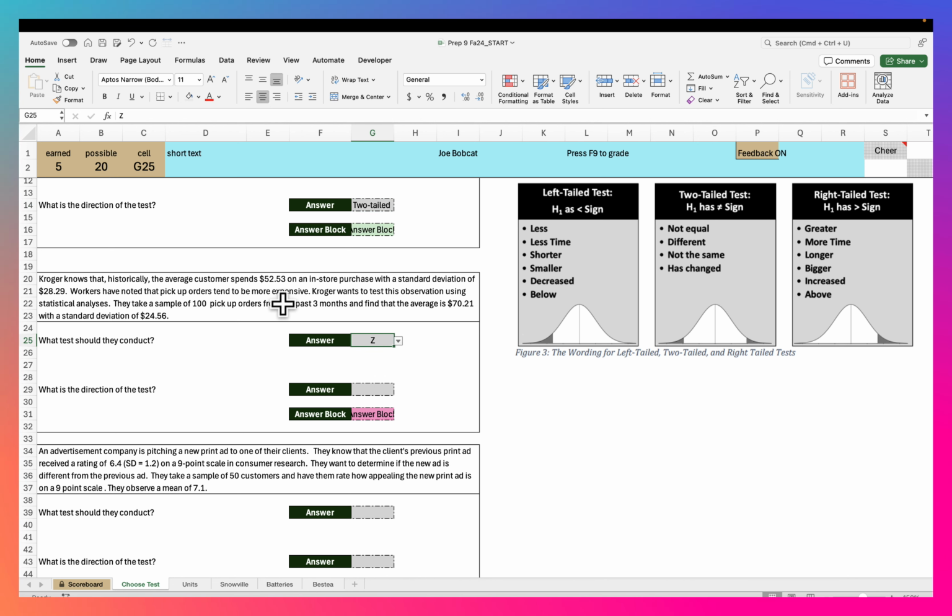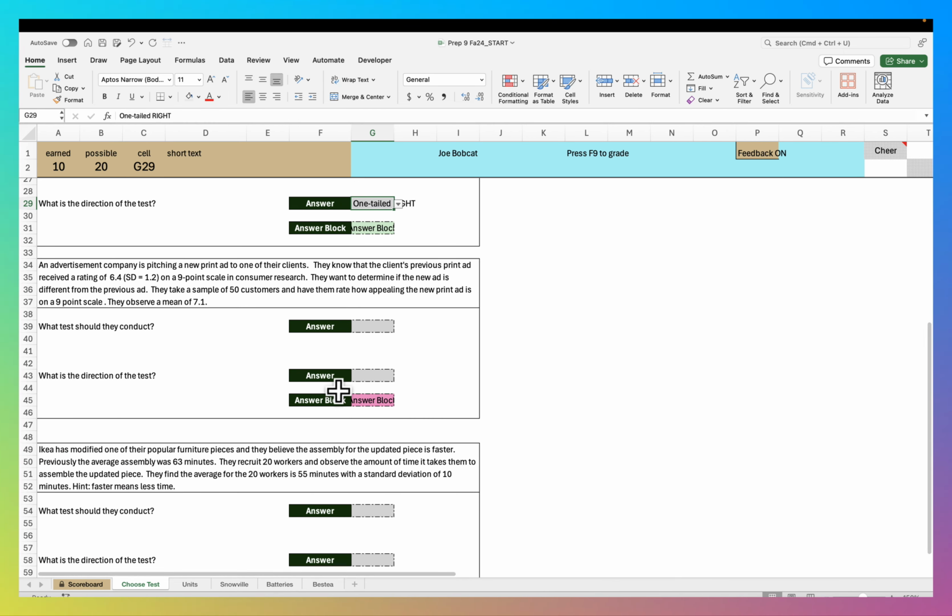Workers have noticed that pickup orders tend to be more expensive, so the word more gives you the direction. More means greater than. Kroger wants to test this observation using statistical analysis. They take a sample of 100 pickup orders from the past 3 months and find that the average is 70.21 with a standard deviation of 24.56. So the direction of the test is one tail to the right, because we're testing to see if it really is more.